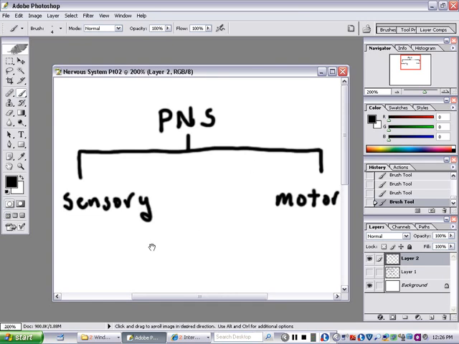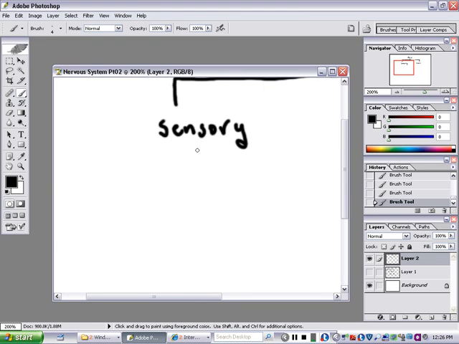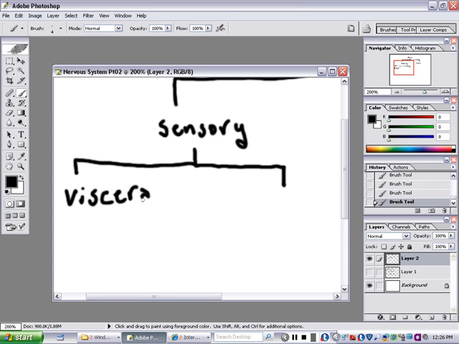Okay? The sensory component can be further divided into two components. What is the name of the sensory component that takes information from the organs? Visceral. This is just a little review. And what is the name of the sensory component that takes information from anything that's not an organ? Somatic. Very good.